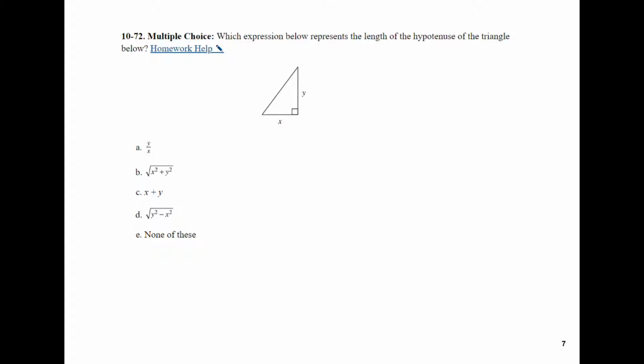10-72 is a multiple choice question. Which expression below represents the length of the hypotenuse of the triangle below? So with a right triangle, x squared plus y squared equals our hypotenuse squared. So to figure out the actual hypotenuse, we have to take the square root of that, so B would be the appropriate answer.